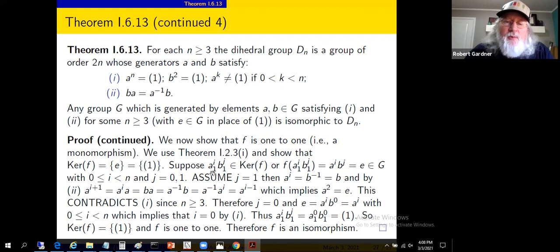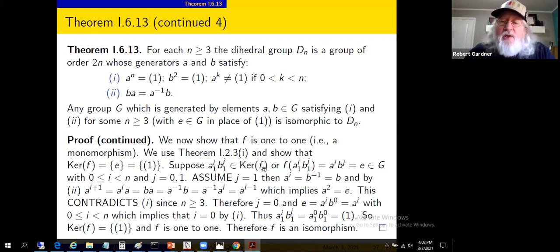So suppose we take something in the kernel. We're mapping D sub n into G. This is what the things in D sub n look like since we threw the subscripts on the generators. So we've got an A sub 1 to the I, B sub 1 to the J with the usual constraints on the I's and the J's. Let that be something in the kernel. We're going to show that something is actually the identity. And so the kernel consists only of the identity. So we'll have a one-to-one homomorphism that's also onto, and we'll have an isomorphism.